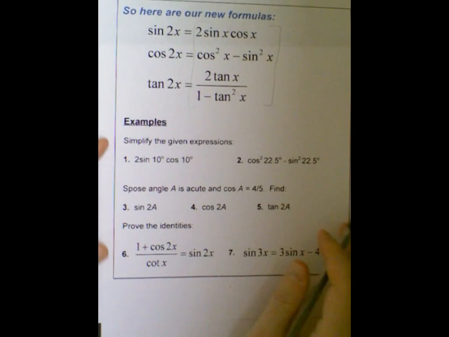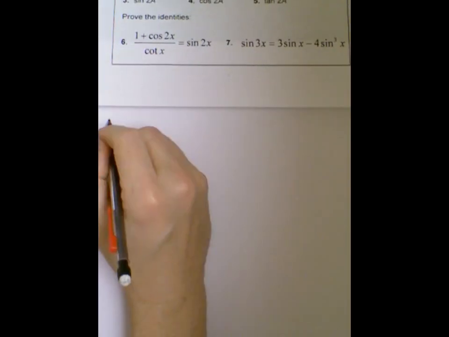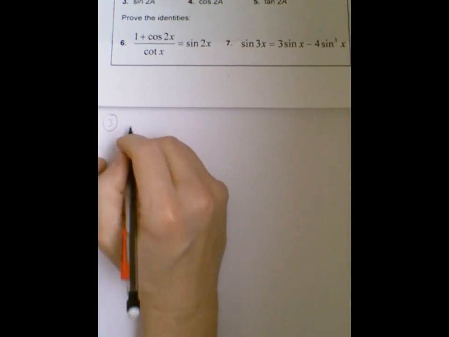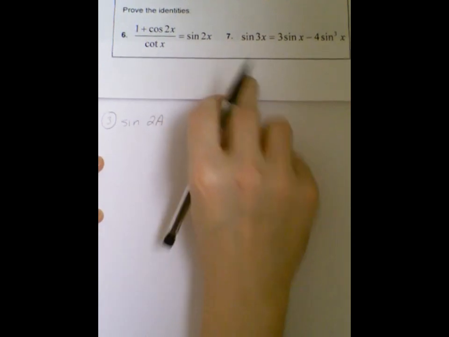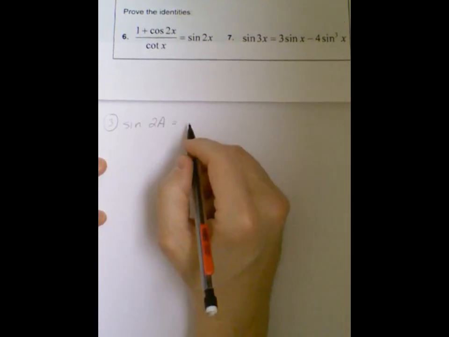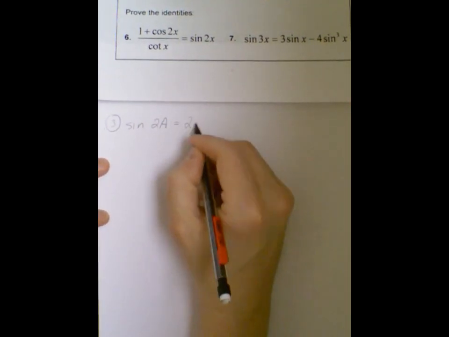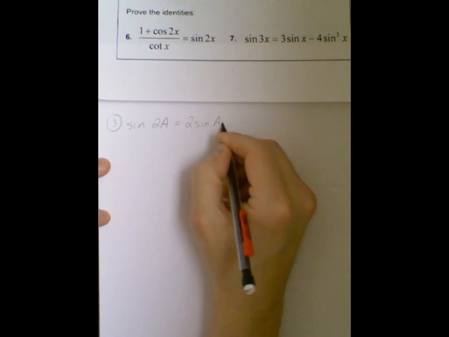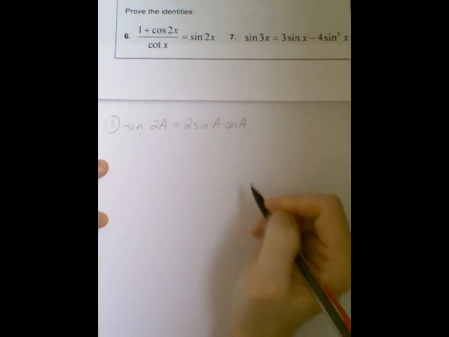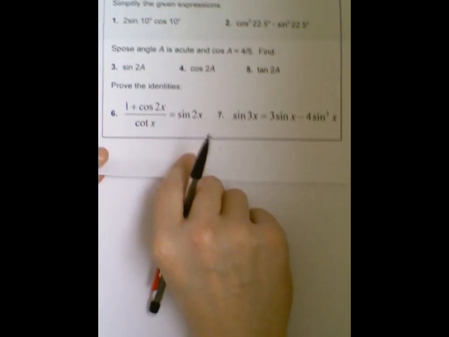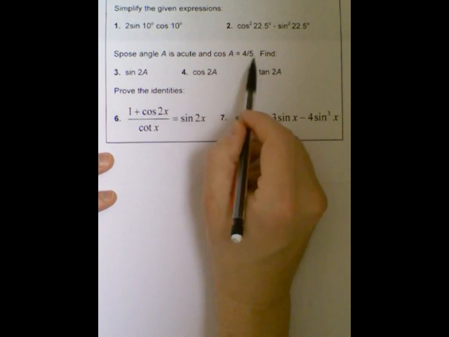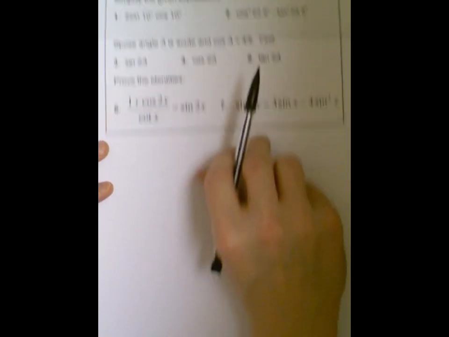So let's start with number 3 here. All right, number 3. We're going to try to find the sine of 2A. Well, let's jump right to the formula right away and see what we get. Sine double angle, remember, is 2 sine of angle A times the cos of angle A. Now, if you go back to the original, do we know either of those? Do we know the sine of A or the cos of A? Yes. Oh, good. We know the cos of A, so I'll plug that in right now.